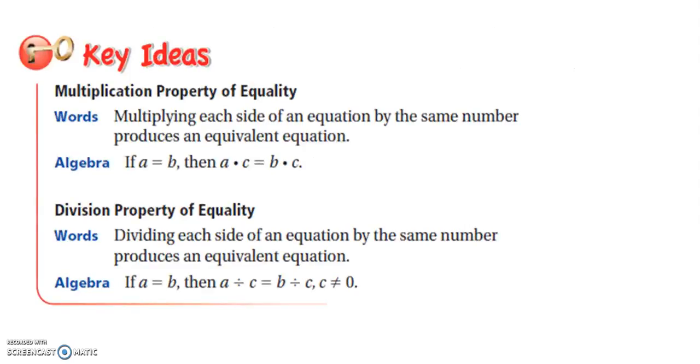And here's some notes on it. So the key idea is, if you multiply each side of an equation by a number, it produces an equivalent equation, which is the same thing we did with adding and subtracting. If we added c to both sides, they're the same. Now if we multiply c to both sides, it's going to be the same. And that's the same with division. If we divide each side of an equation by the same number, it produces an equivalent equation. So just write that down.